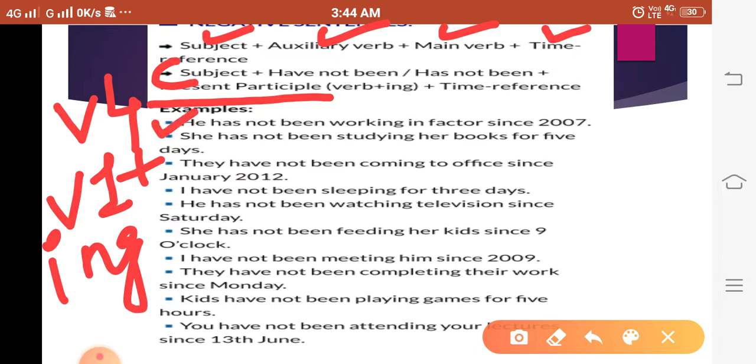He has not been working in a factory since 2007. We have used since here because the exact year is given, which is 2007. Now next example, she has not been studying her books for 5 days. Now the other sentences also have been formed using the same sentence structure.